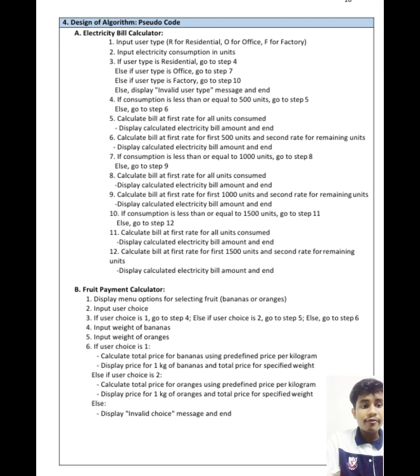Number 8, calculate bill at the first rate for all units consumed. Number 9, calculate bill at the first rate for the first 1000 units and second rate for remaining units, then display calculated electricity bill amount. Number 10, if consumption is less than or equal to 1500 units, go to step 11. Else, go to step 12. Number 11 is calculate bill at the first rate for all units consumed. Number 12 is calculate bill at the first rate for the first 1500 units and second rate for remaining units, then display calculated electricity bill amount.